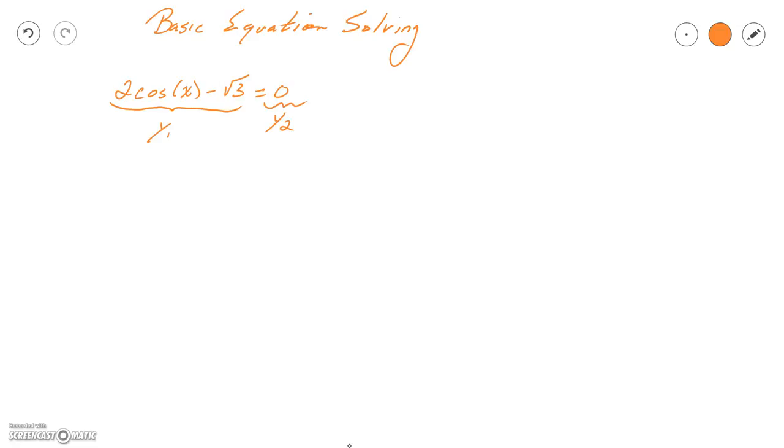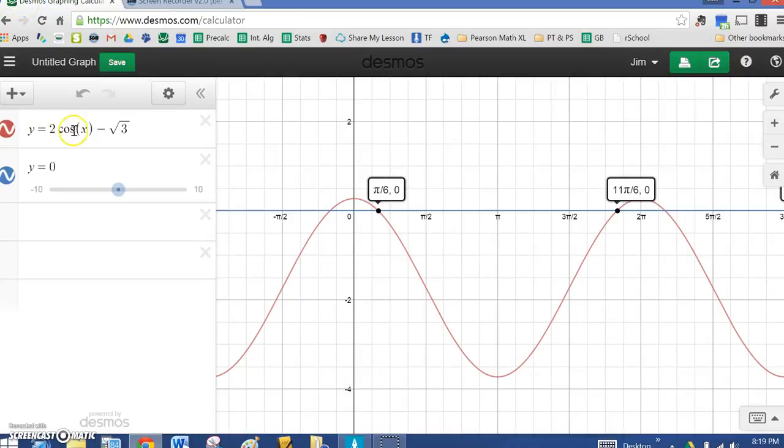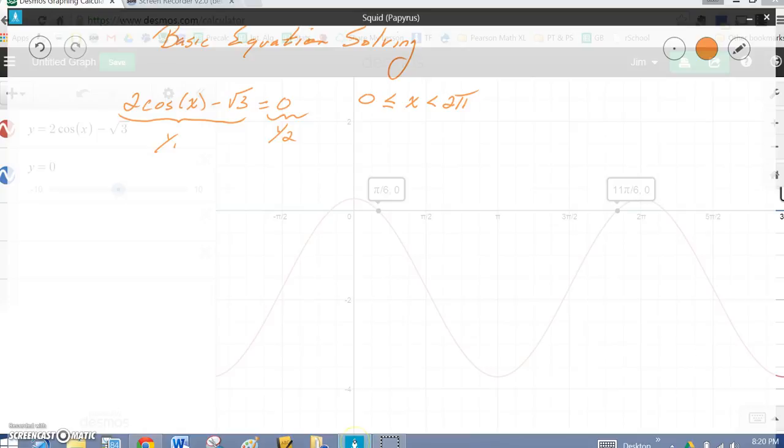Alright, so for this particular problem, we want to find all the solutions between 0 and 2 pi. So I have a graph here set up, and in this graph you can see that the red line represents 2 cosine x minus radical 3. The blue line is y equals 0, which is just the x-axis. Where these two things intersect specifically between 0 and 2 pi are at pi over 6 and 11 pi over 6. So that's the graphical interpretation of the equation.